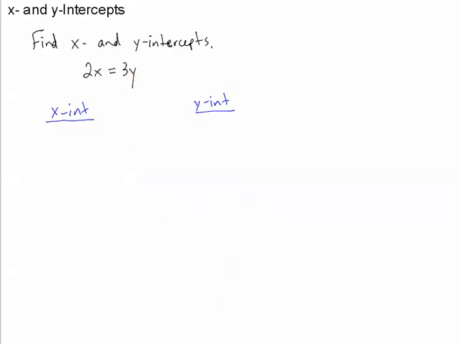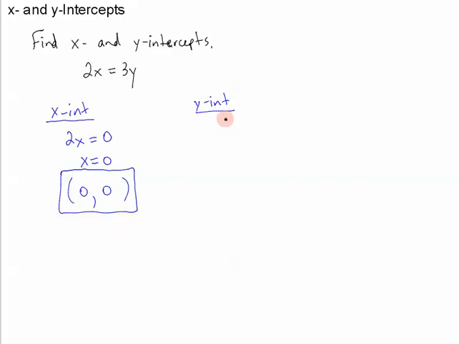Here we do the same thing. For the x-intercept, y is 0, so you get 2x equals 3 times 0, which is 0. Divide by 2, and you get x equals 0. So for the x-intercept, x is 0, and the y is by default 0, so you get the ordered pair (0, 0), which is the origin.